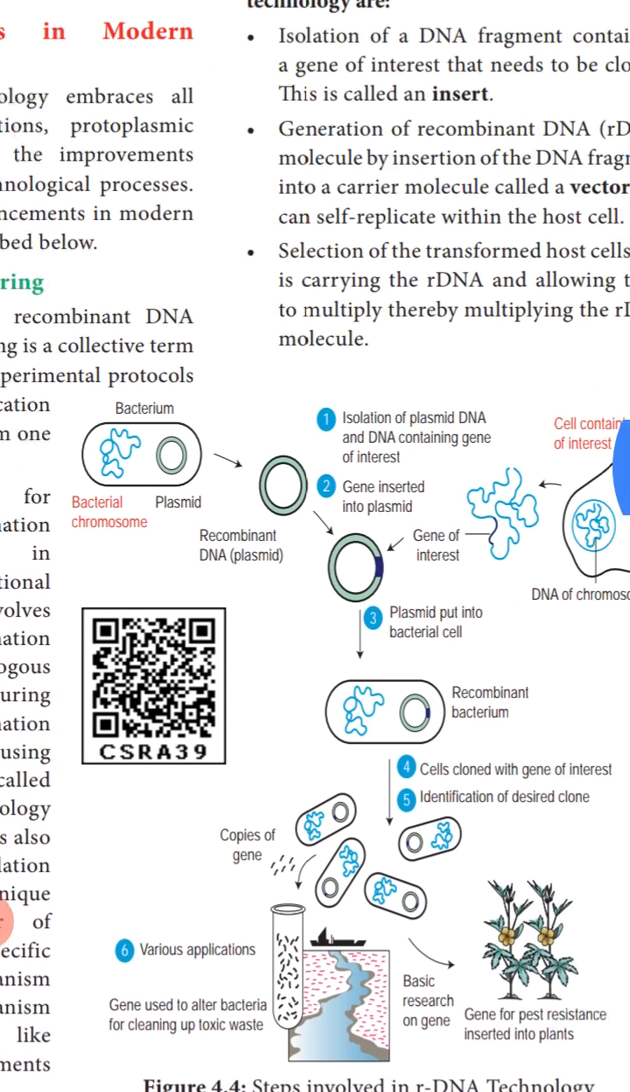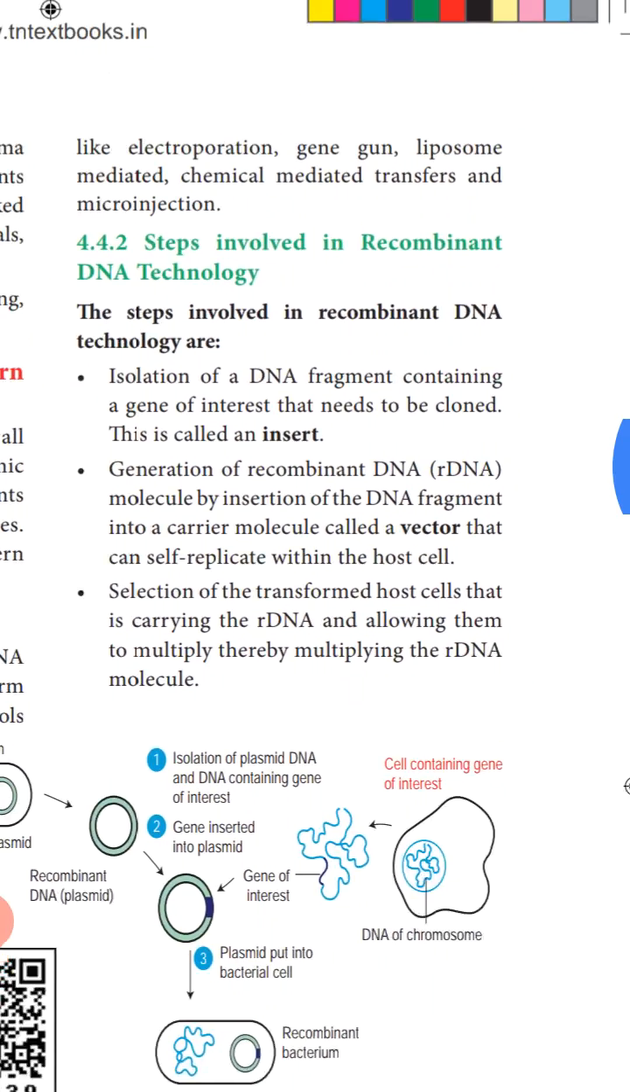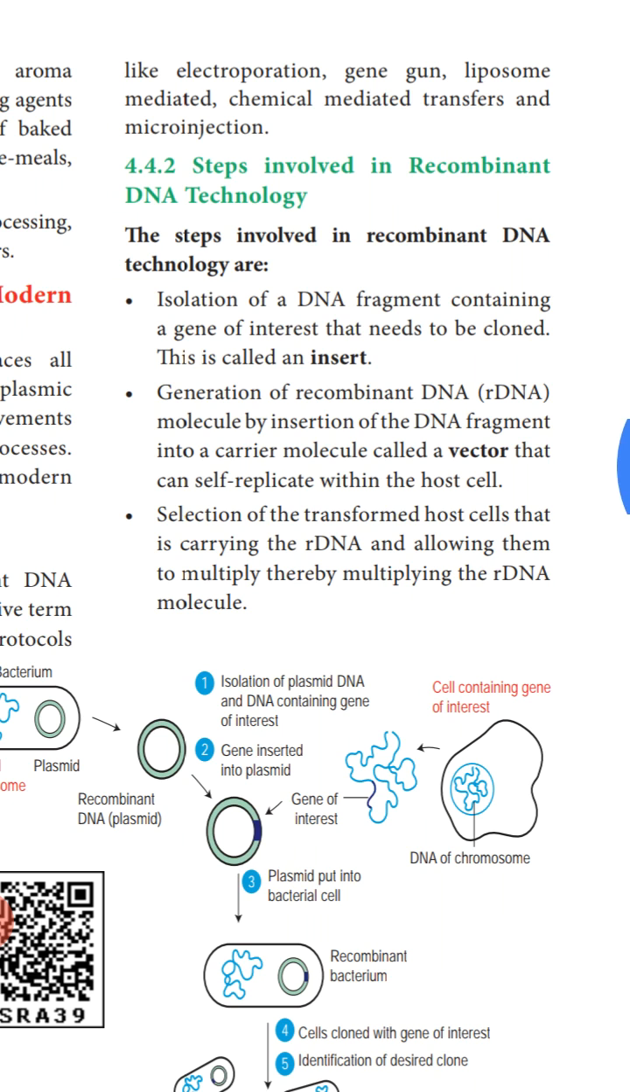The instruments we use for the transfer into the desired organism include electroporation, where we create pores in the cell for introducing the desired gene, or the gene gun method, where the desired gene is directly transferred into the target site. Or we follow the liposome mediated method, chemical mediated transfer, or micro injection.